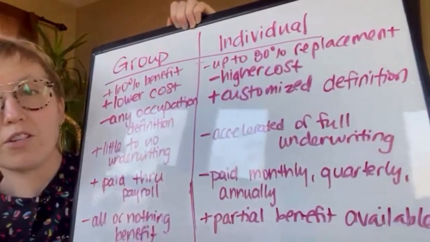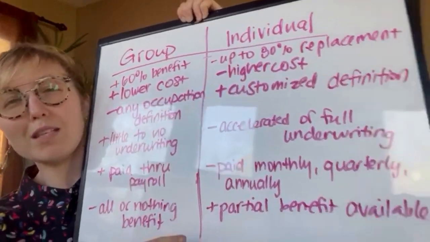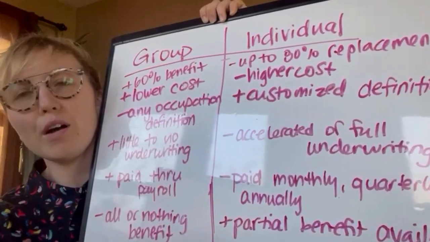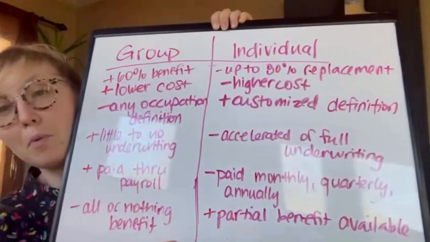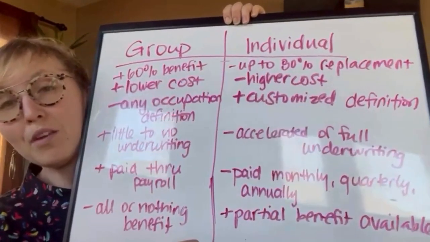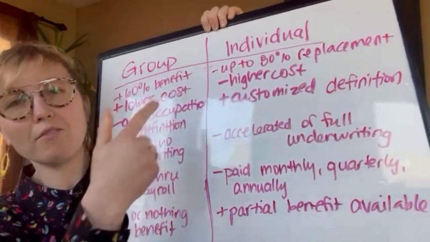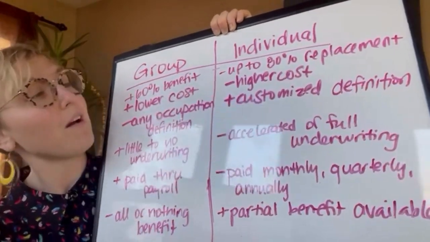The group coverage is for any occupation definition. So what this means is that if you are unable to work at all, the policy will pay out. But if you're partially disabled, or if you're unable to work but maybe not as skilled of a job, you will not receive the group benefit. You have to be completely disabled most of the time with group coverage.